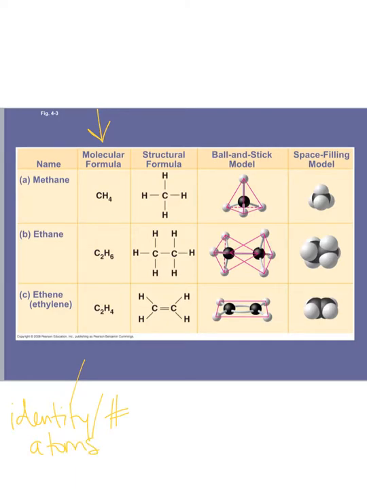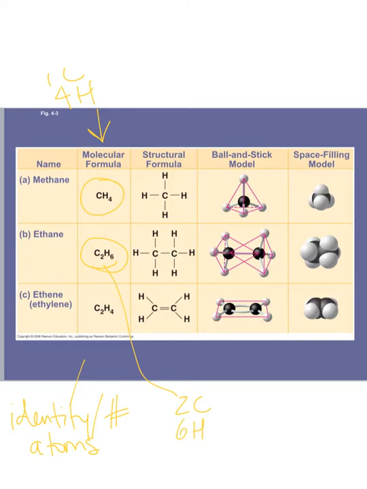So for example, for methane, the molecular formula is CH4. That means we have 1 carbon atom and 4 hydrogen atoms that make up methane. If, for example, we look at ethane, here we have 2 carbon atoms and 6 hydrogen atoms that make up ethane.